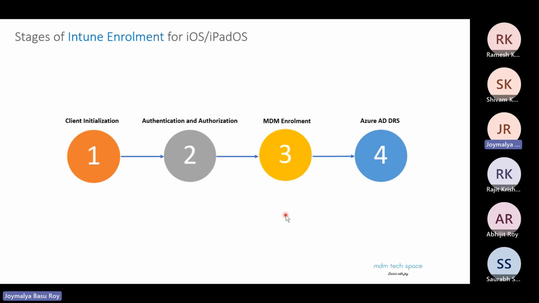Profile install failure will also be an error at the MDM enrollment stage because the profile is being pushed out by Intune. And the last stage is the Azure AD DRS, where the workplace join might fail. How the workplace join might fail is you have also set a limit in your Azure Active Directory, so the MDM enrollment is successful, but your Azure AD device limit is now reached. So it cannot do a workplace join. That is how you bifurcate the errors in the stages.